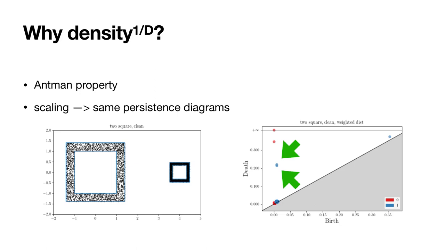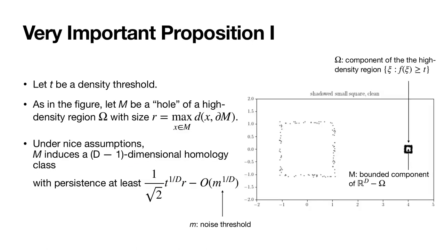So here comes the first VIP of the talk, very important proposition, also known as theorem. If you have a small hole surrounded by a dense region, then the persistence, that is the death minus birth of the cycle, scales roughly at the rate of the density raised to some power and the size of the hole. So the idea is that even if your size is small, if the surrounding density is high enough, the persistence will not be too small. So that settles the first problem.